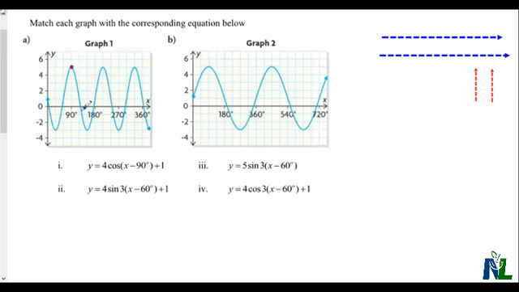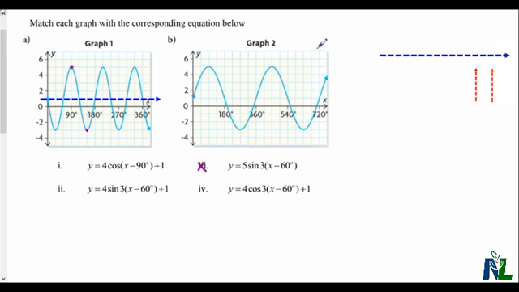I've got a maximum value at 5 and a minimum value at -3, which means my midline is going to be halfway between those two, or at 1 here. That's the first thing I want to get, because when I look down here, I'm going to notice that I have one function that doesn't have a midline at 1. So I know it won't be 3 for graph number 1 here.